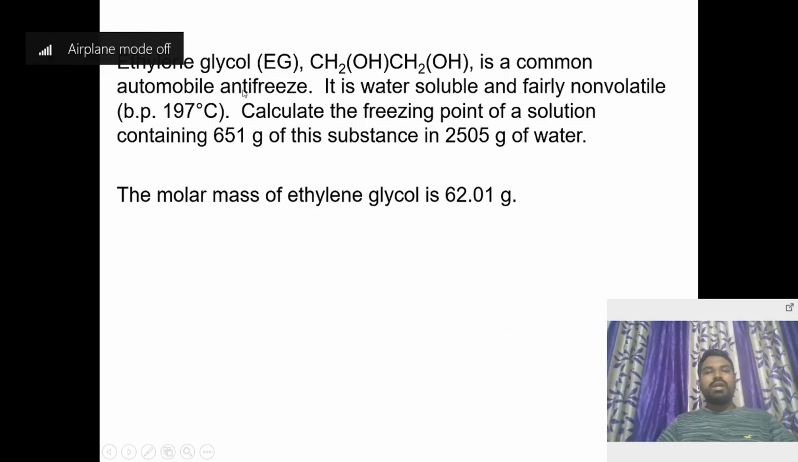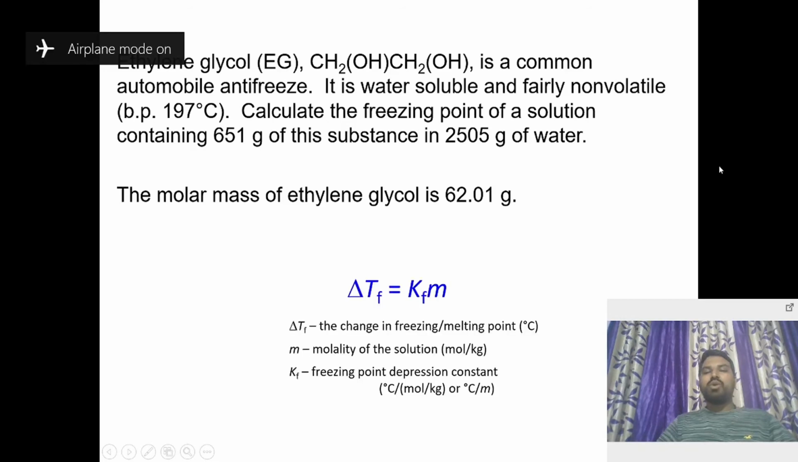Now we will calculate for ethylene glycol, that is CH2OH. It is a common automobile antifreeze. It is water soluble and fairly non-volatile. It is a non-volatile solute. Calculate the freezing point of a solution containing 651 gram of the substance in 2505 gram of water. The molar mass of ethylene glycol is 62.01 gram. Now how will we find delta Tf?